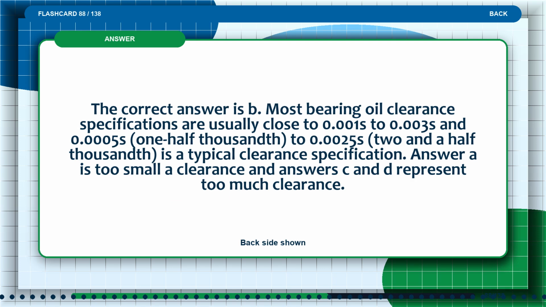The correct answer is B. Most bearing oil clearance specifications are usually close to 0.001 to 0.003 inches, and 0.0005 (1/2,000th) to 0.0025 inches (2 1/2,000ths) is a typical clearance specification. Answer A is too small a clearance, and answers C and D represent too much clearance.